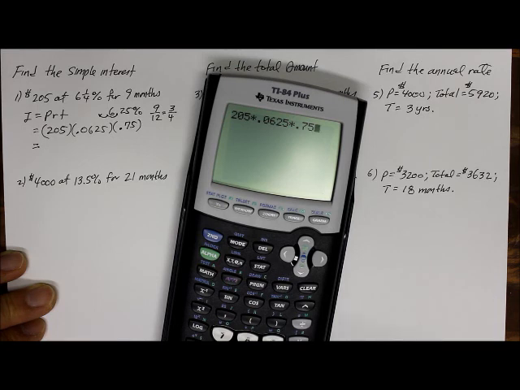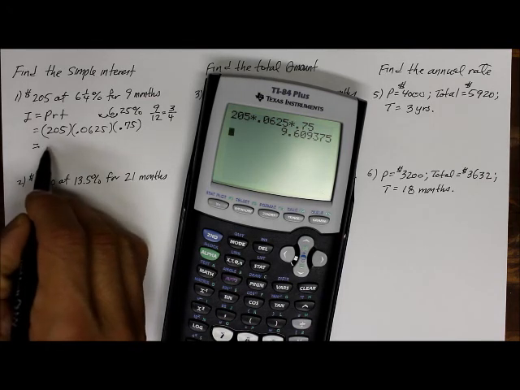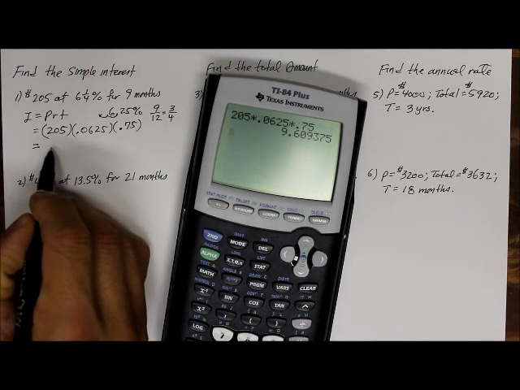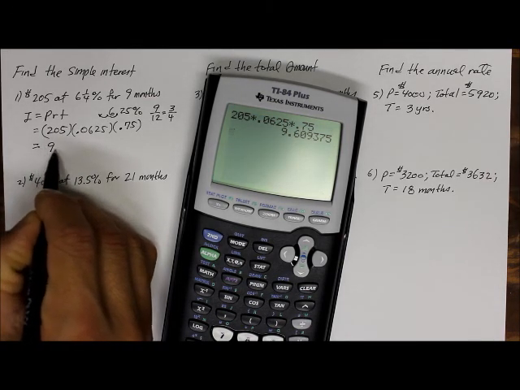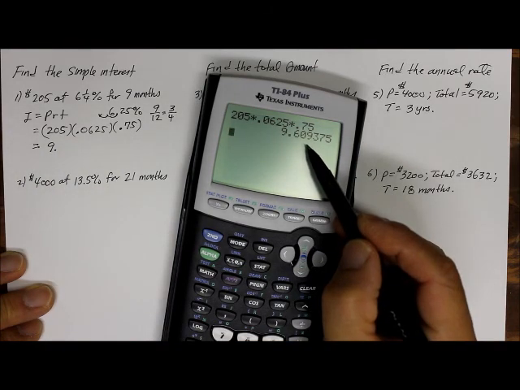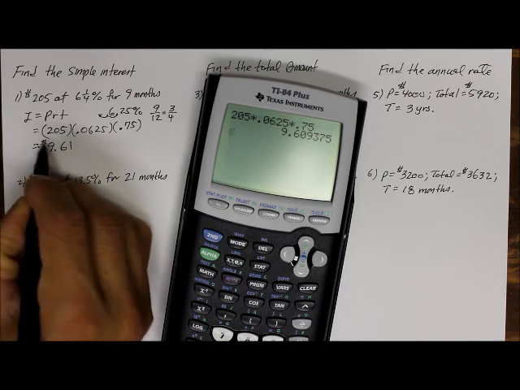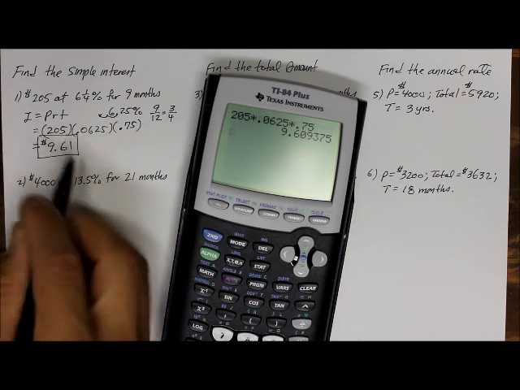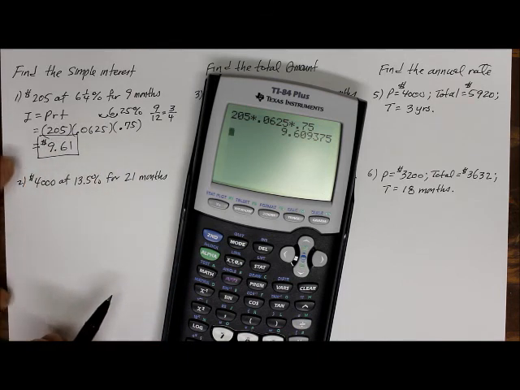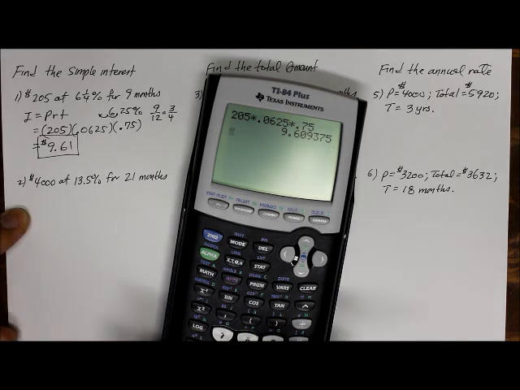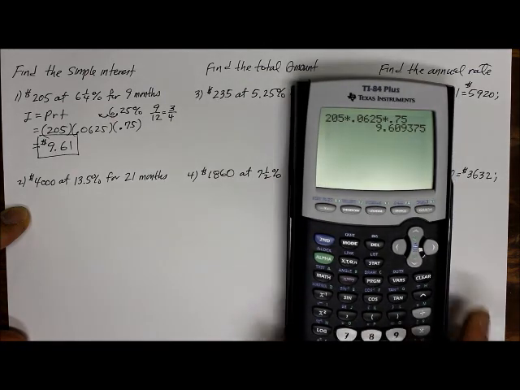And if I enter, whoop-de-doo. The interest the bank will pay me after 9 months is $9.609, so let's round it up to 61 cents. That's a big return on investment. Why don't you try number 2? That sounds more significant, doesn't it?